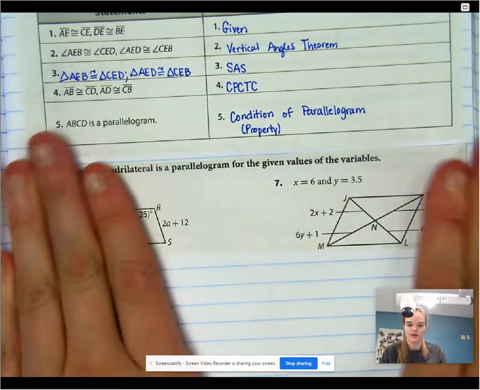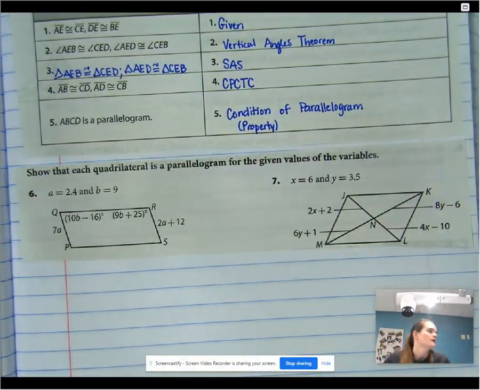Y'all ever feel like these notes are like a ransom note or something? Because sometimes I do.